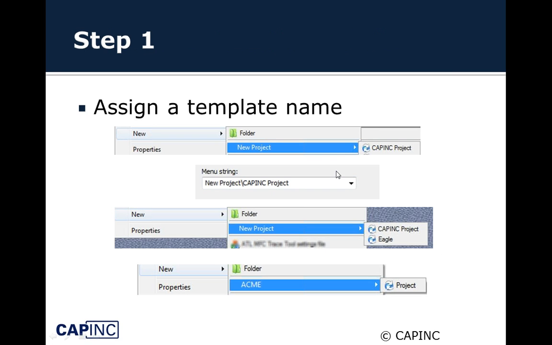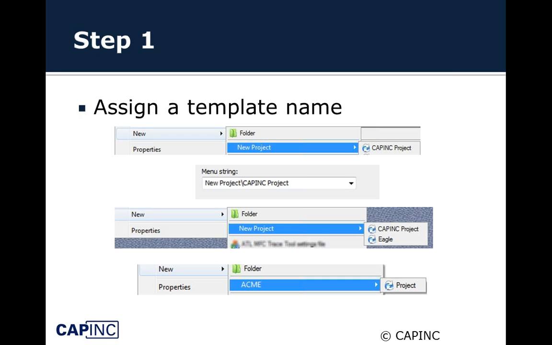So step 1 is assign a template name. So you saw that when we right-clicked in the Windows Explorer interface, there was a whole big menu that popped up. And when you go to right-click New, you typically can create a folder or a whole bunch of default Windows type files. So any Microsoft Word, Excel, Outlook files, you can create Notepad files, you can create Paint files.